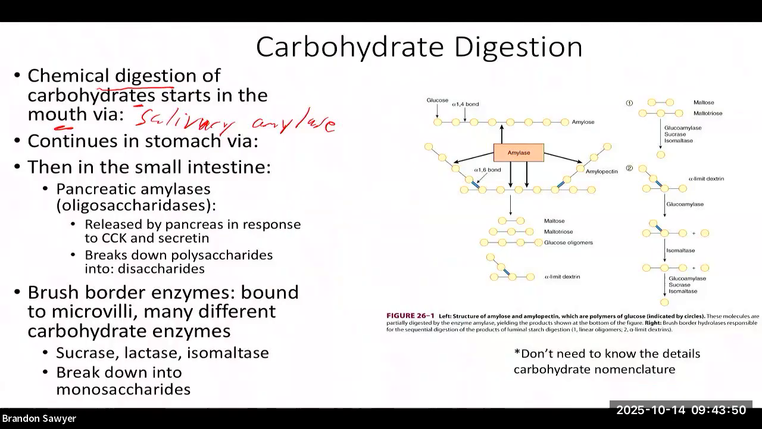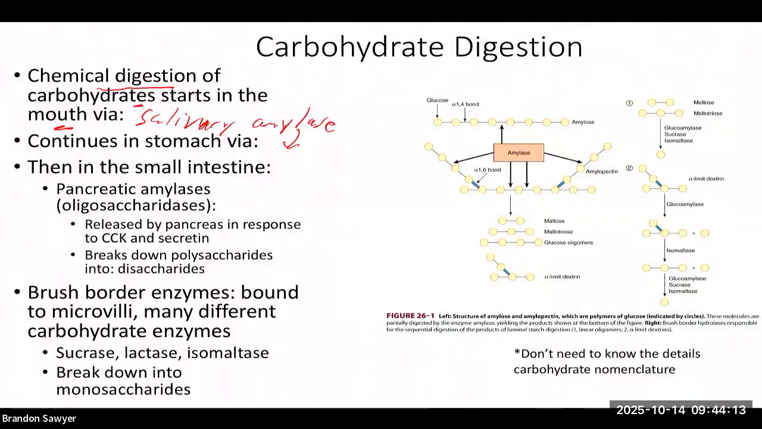And then it continues a little bit in the stomach via that same enzyme. There's not more of it that's released, and a lot of it is deactivated by the low pH of the stomach, but not all of it, right? There's still going to be some of it mixed up in the chyme. Some of it's protected from the low pH because it's just mixed up in there, right? So that process will continue a bit in the stomach.